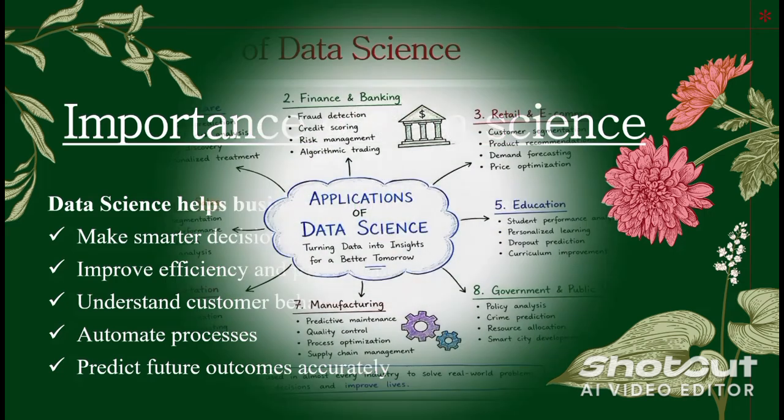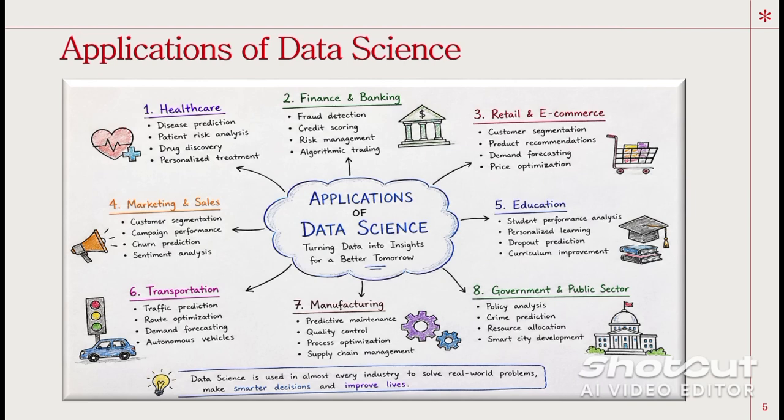Application of data science. Data science is used in many real world applications. In healthcare, it helps in disease prediction and patient analysis. In banking, it is used for fraud detection and risk management. In e-commerce websites like Amazon and Flipkart, it provides product recommendations. In transportation, it helps in traffic prediction and route optimization. Similarly, data science is also used in education, manufacturing, marketing and social media platforms.